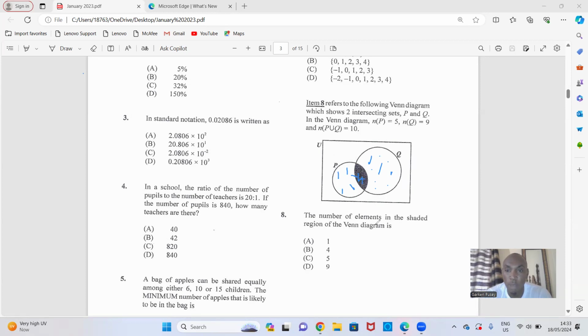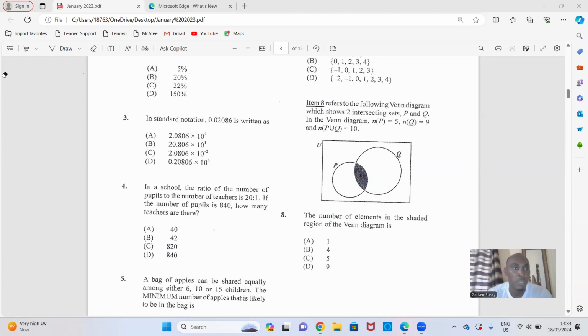It says the number of elements in the shaded region of the Venn diagram is 4. So it means 4 of them are going to be common because remember, it says the total number of elements that should be in P union Q is 10. But when you add up the 9 and the 5, you get 14. So that difference, that extra, should be in the middle, the shaded region, what is common between the two sets. And that's question number 8. Very simple.